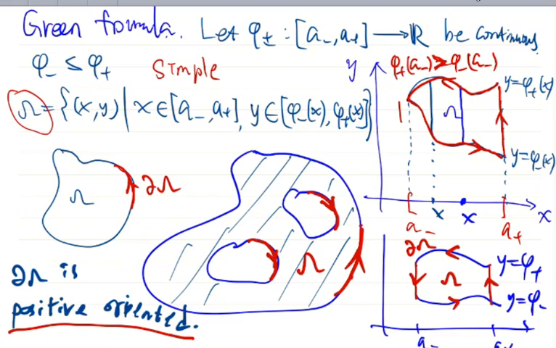In our description of this omega, we use x as the independent variable and y as the dependent variable, so that we have two functions, y equal to phi plus of x and y equal to phi minus of x. You can also switch the roles of these two variables, so that you can consider a domain of this form.